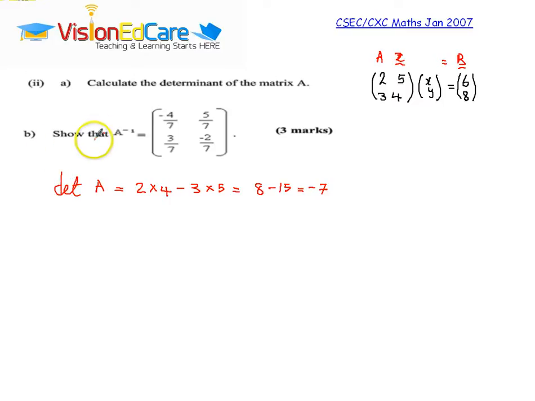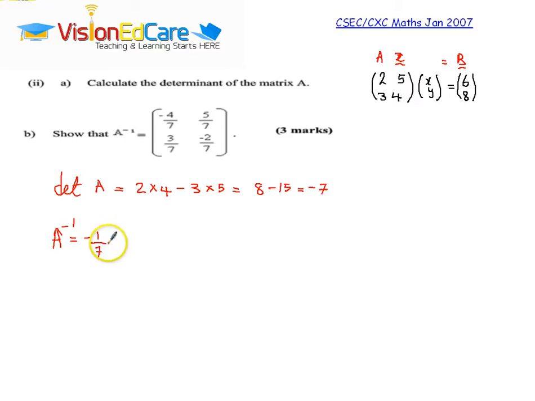Now you're asked to show that A inverse is equal to the 2 by 2 matrix here. So let us find the inverse of A. The inverse of the matrix is found when you write 1 over the determinant. So the determinant here is minus 7, so we're going to have minus 1 over 7.